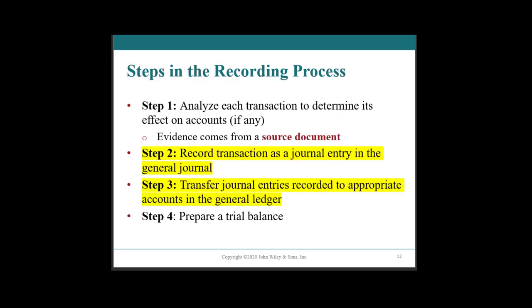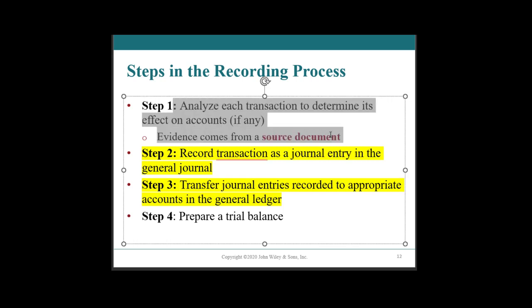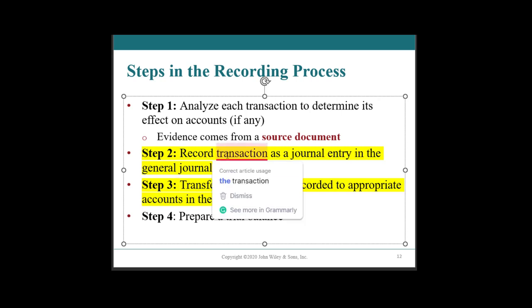Okay, so we are back to the recording process. Again, we've already looked at analyzing our debits and credits, getting them to see which account, which subaccount, and if it increases or decreases that account. Now we're going to look to record that journal entry. We're going to go straight to journal entry. And then how do we transfer those journal entries into the general ledger? And then lastly, we'll prepare the trial balance. All right.